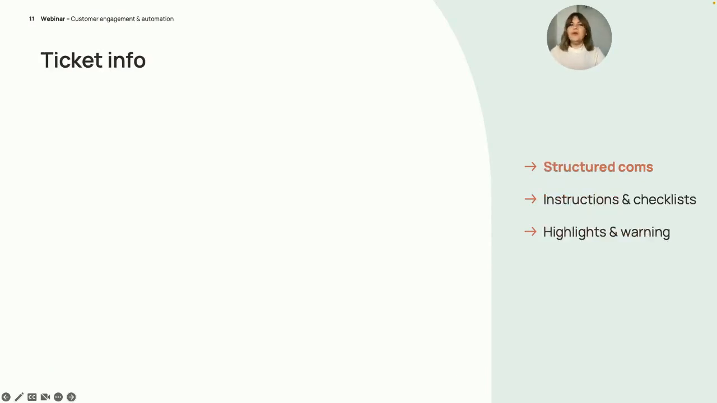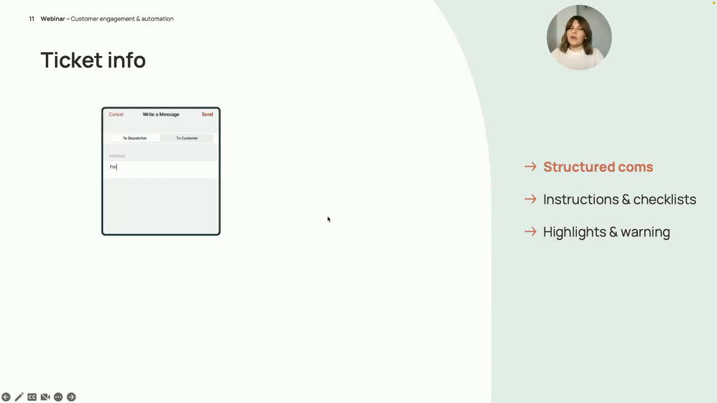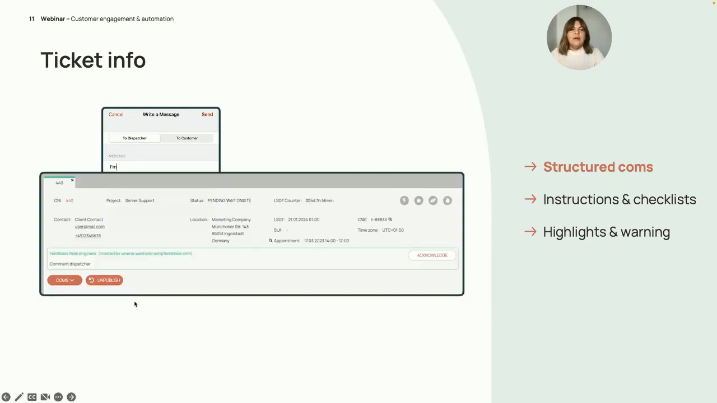Okay, so now let's talk about our great feature called Ticket Info. Ticket Info allows you to have structured communication within the ticket. With our FeelCode mobile app, we have the option to send structured communication to the dispatcher or to the client. The communication created will then appear as a pop-up on the ticket.